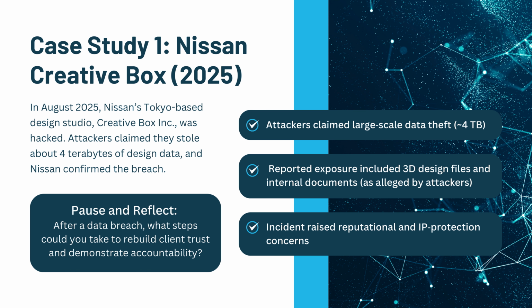Even though this example is from a large design studio, the lesson applies to everyone. Clients want to know that their ideas and materials are protected after a breach. Rebuilding trust requires transparency, responsibility, and clear actions to improve security. Pause and reflect. If something similar happened in your workflow, even at a smaller scale, what steps would you take to maintain trust with a client? Maybe you'd communicate openly, explain how you're fixing the issue, or show what systems you've strengthened. These small decisions make a big difference in how clients view your professionalism.